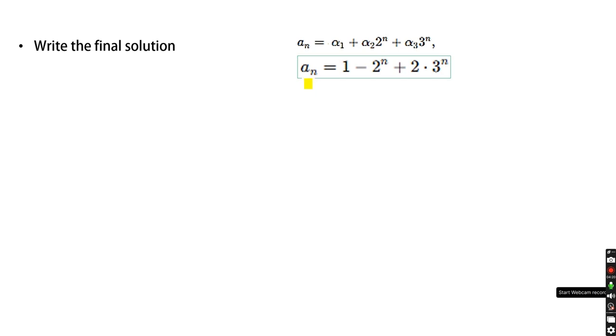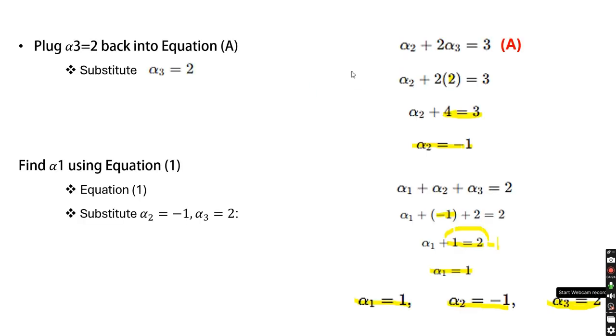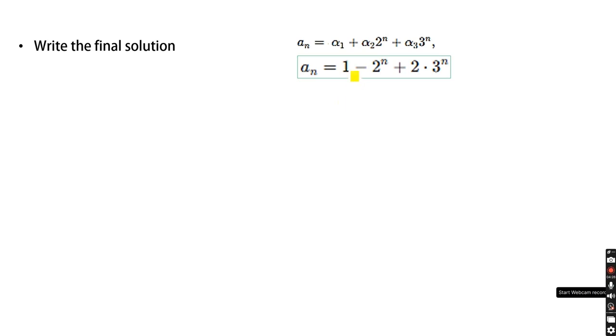So we will write the final solution, which is an. So again, ang value sa A1 is 1, and then the A2 is equals to 2n, plus ang value sa A3 is we have 2 times 3n. So therefore, this is the recurrence relation of the theorem 3 example.